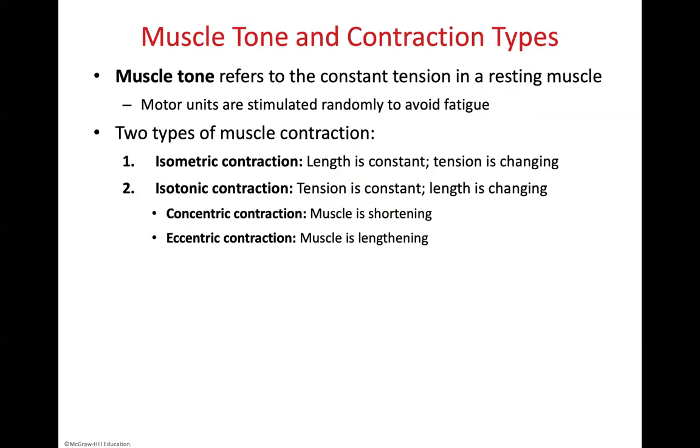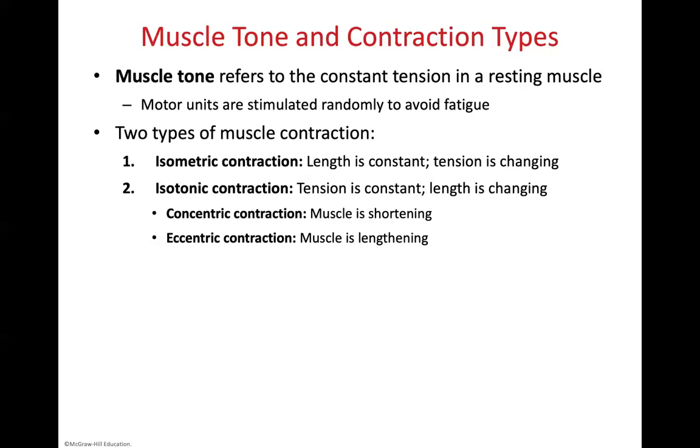So there are a couple of different types of muscle contraction that can result. In isometric contraction, the length of the muscle is constant, but the tension is changing. So in isometric contraction, the length of the muscle doesn't change because the tension never exceeds the resistance. An example of isometric contraction would be if you tried to pick up a car, you could exert a lot of force. You could change the tension that you were exerting, but your muscle wouldn't get any shorter because the car wouldn't be moving.